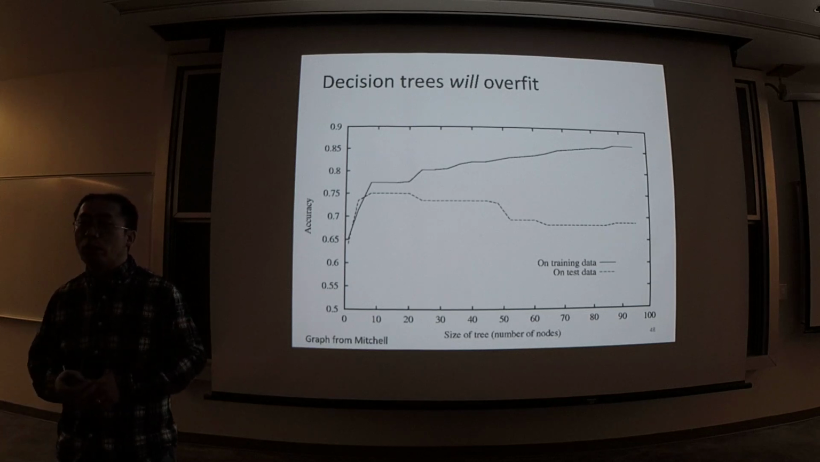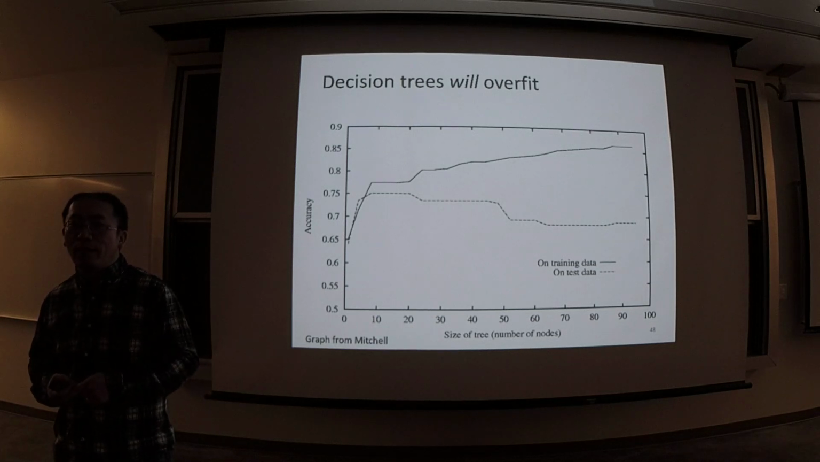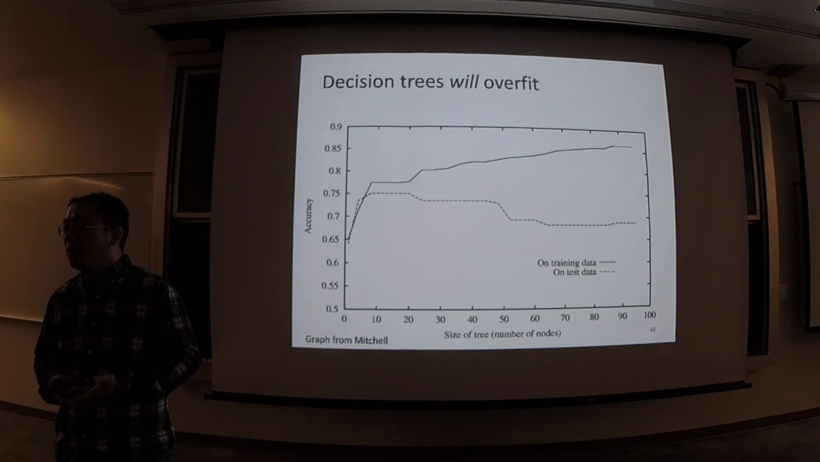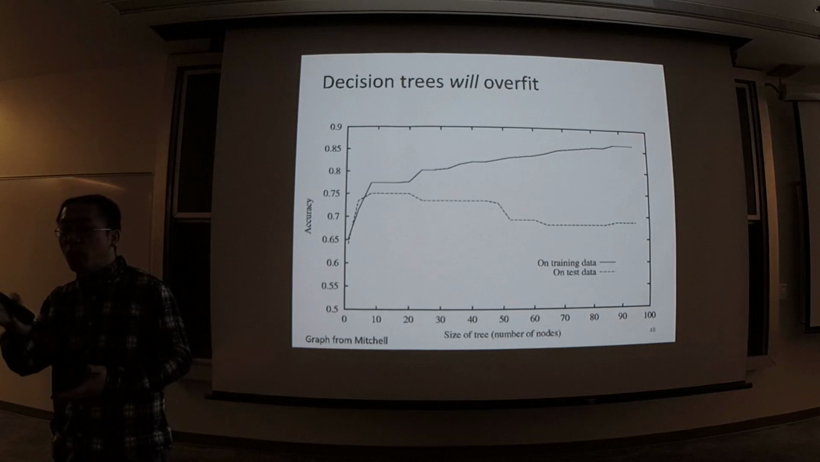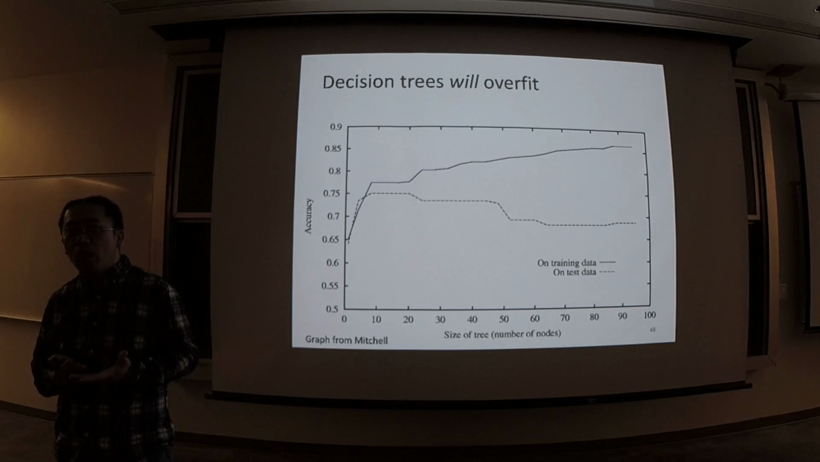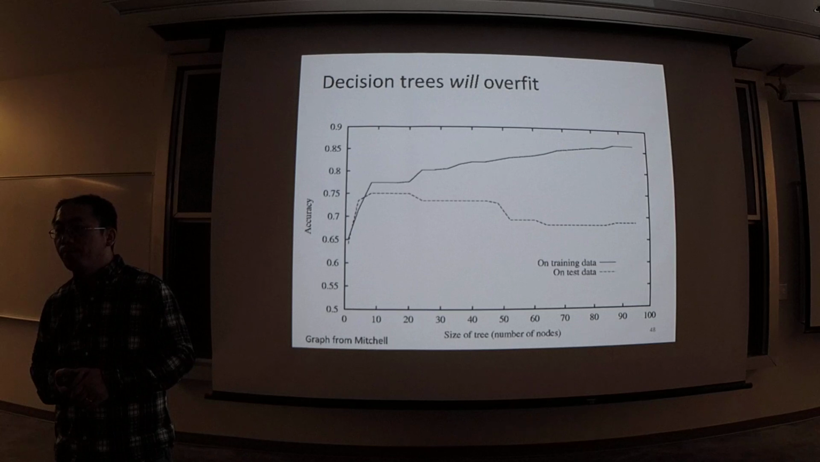So we need to use a less smart method. Every time we add a node, test the decision tree with the test examples, and if the accuracy goes down, stop growing the decision tree. Yes, that's one very commonly used strategy.